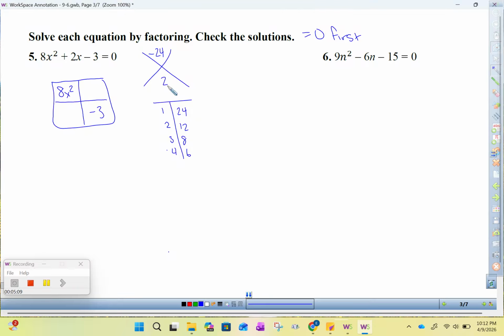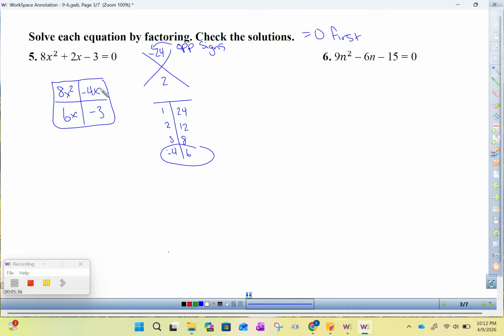I'm looking for 2 to show up. So these ones are 2 away from each other. That's good news for us because this negative means we need opposite signs. One positive, one negative. And if I need a positive 2, that means the negative has to go with the 4. So we've got 6x and negative 4x here.